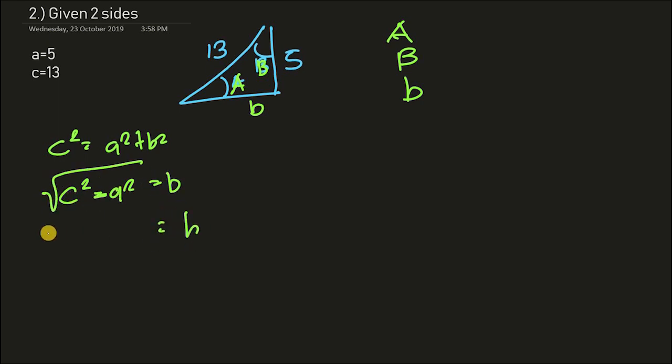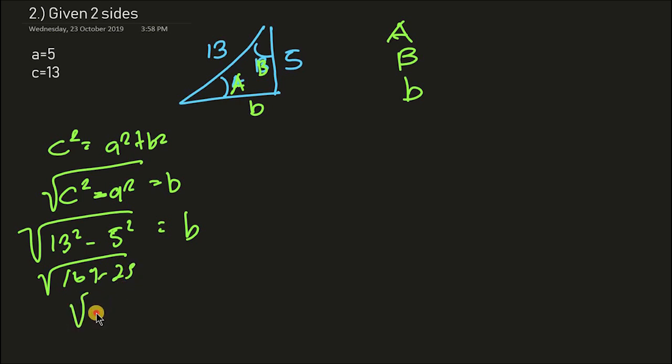Alright. So to solve for b, transpose natin yan. C is equal to 13 squared minus a squared. That's 5 squared. That would be 169 minus 25. That would be square root of 144. And the square root of 144, guys, is equal to 12. Right? So, kung mapapansin nyo, guys, this is a special 5, 12, 13 special triangle. That's a special triangle kung napansin nyo lang. Share ko lang. Yan. So, now, we have the value of our side B, which is 12.